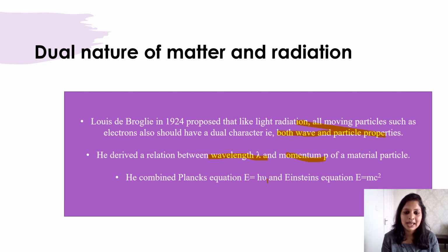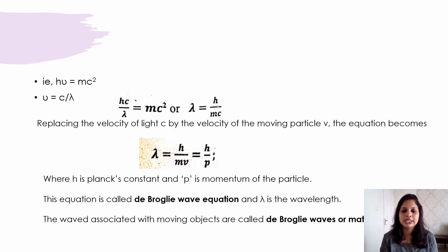That is Planck's equation, E is equal to h nu. He combined Planck's equation E is equal to h nu with Einstein's equation E is equal to mc square. So he combines these two equations. As the left hand side is the same, we can say h nu is equal to mc square, and we also know that nu is c by lambda. So instead of nu, we can put c by lambda. So h c by lambda is equal to mc square, or lambda is equal to h by mc, by cancelling c.